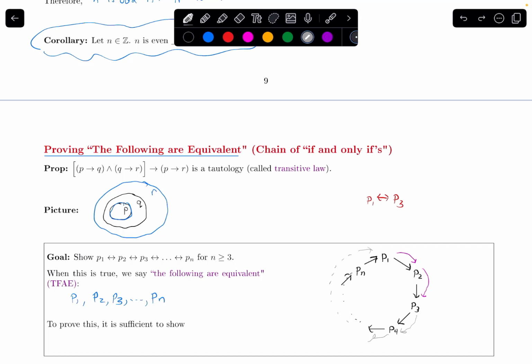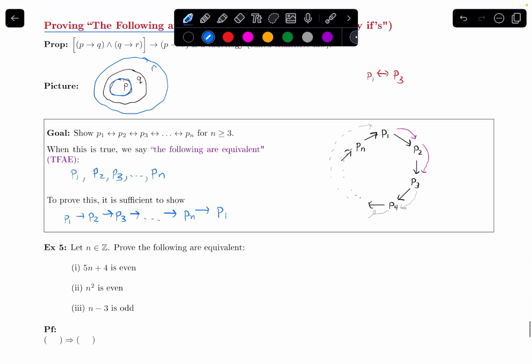So to prove this chain, all I need to do is establish one circle like this. I'm going to show that P1 implies P2, and that implies P3. And if I keep going like this, this will imply Pn, my last statement, and that'll cycle back and imply the first one. So let's do an example where we do this. I want to let n be an integer and prove the following are equivalent. The first statement says 5n plus 4 is even. Then I have n squared is even, and then I have n minus 3 is odd. I want to prove all of those are actually equivalent.